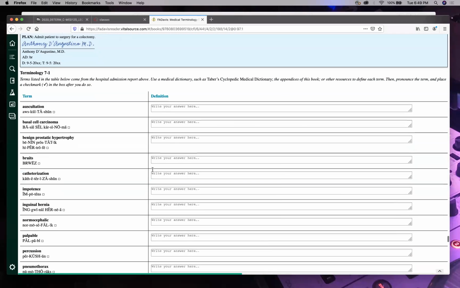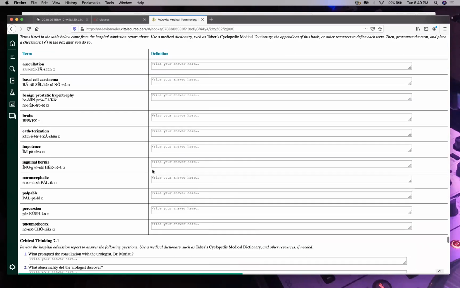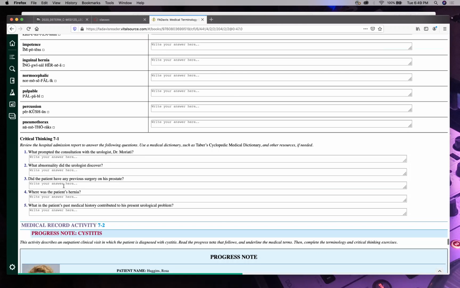But the neat thing that this also does, and helps you with making the quizzes for your discussions, is they give you all the really important words. And they even can give you a question. Can you easily turn this question into a multiple choice? Yeah, sure. So, what prompted the consultation?